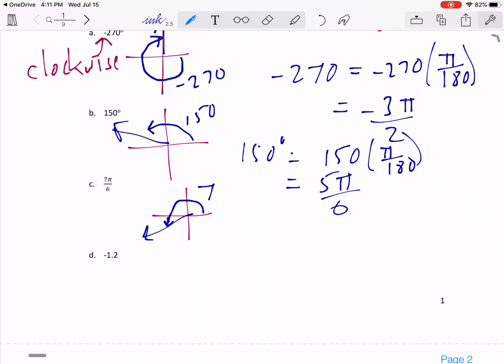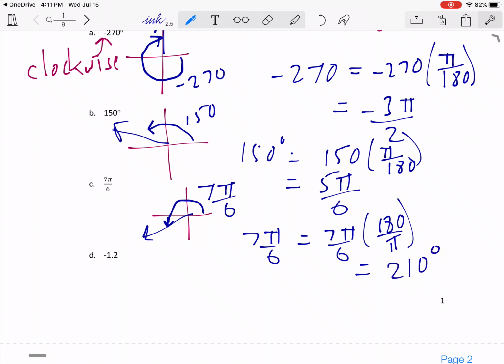Okay, so that would be your 7 pi over 6. Now we do this the opposite way in terms of the conversion factor. Instead of pi over 180, we're going to use 180 over pi. So 7 pi over 6 is equal to 7 pi over 6 times 180 over pi, and that's going to equal 210 degrees. Which makes sense because it's in quadrant 3.